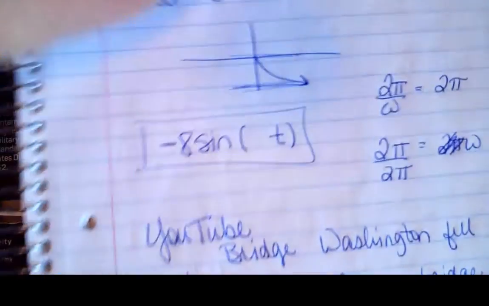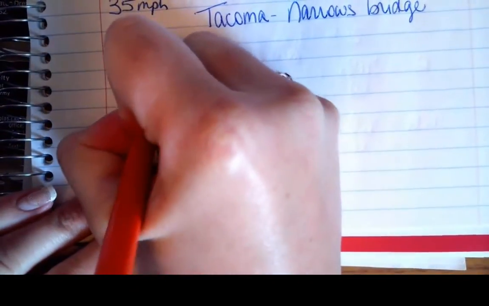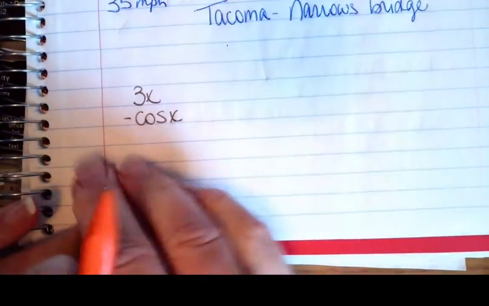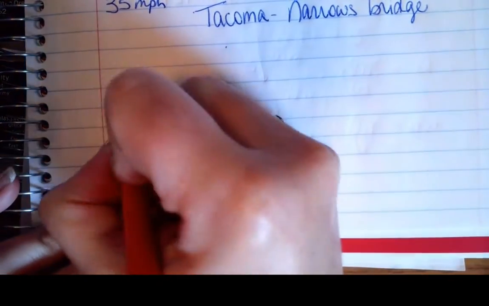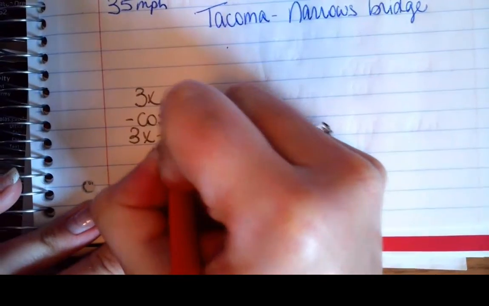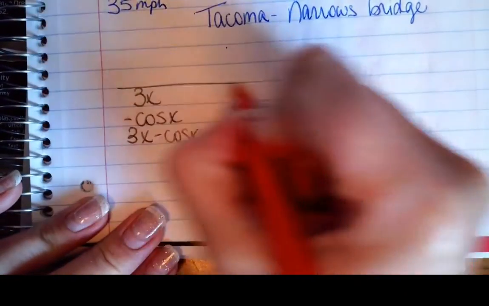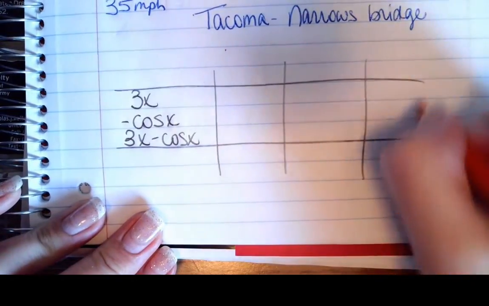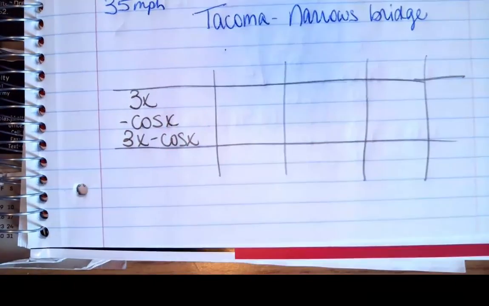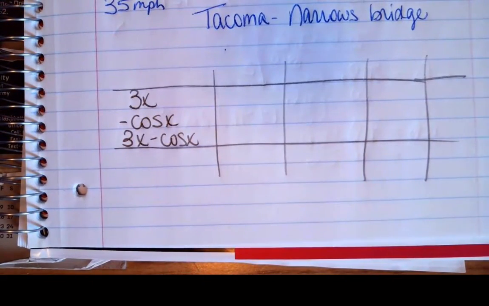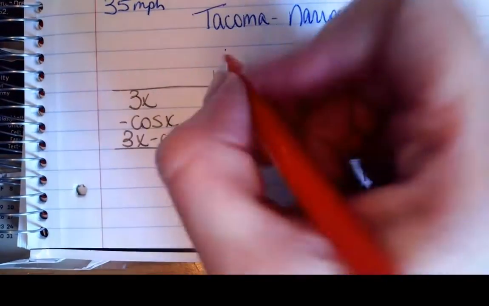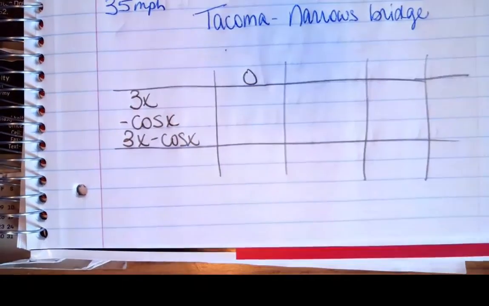So looking at this, I have 3x, and then I have negative cosine x, and then I have the whole thing put together, which is 3x minus cosine x. And what we're going to do is just arbitrarily grab some nice, friendly little t values or x values and evaluate. And so what I'll end up doing is, let's just do one. I'm going to use 0.